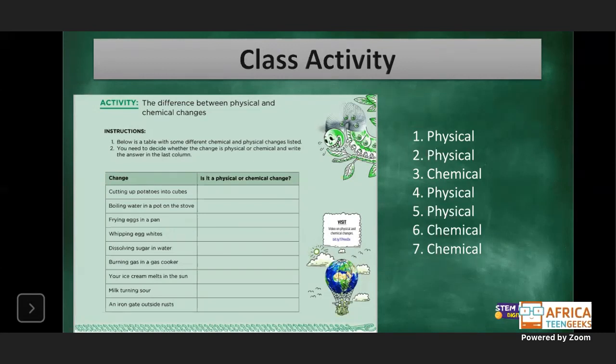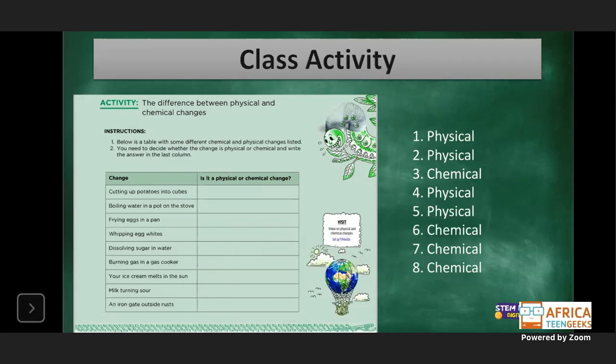And then the next question, milk turning sour. You have milk turning sour. Is that a physical or chemical change? Yeah, I see chemical, chemical, chemical, beautiful guys. And you guys know why the milk turns sour.